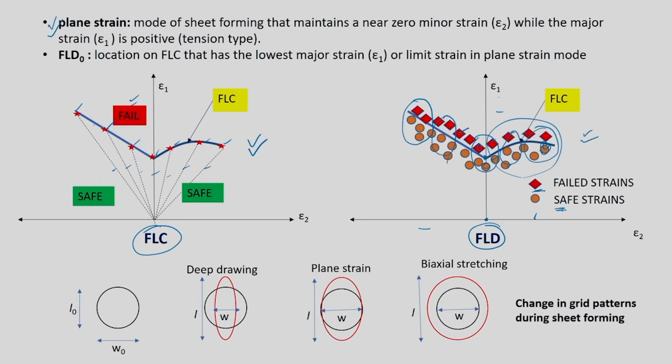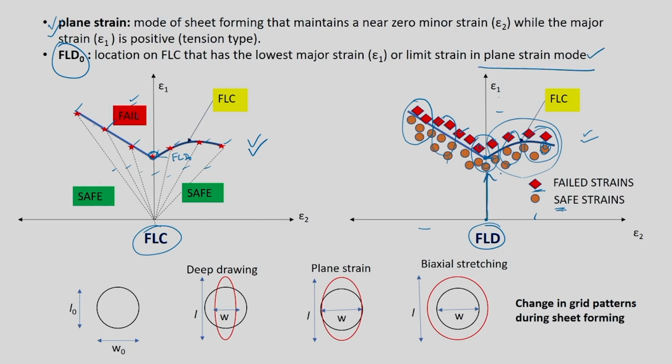When we speak about the forming limit curve, there is one important data point that we generally take as a reference, called FLD0. FLD0 is nothing but this particular point, a location on the forming limit curve, this particular star in plane strain. I will write this as FLD0 like this. It's the location on the forming limit curve that has the lowest major strain, or the limit strain in plane strain mode.